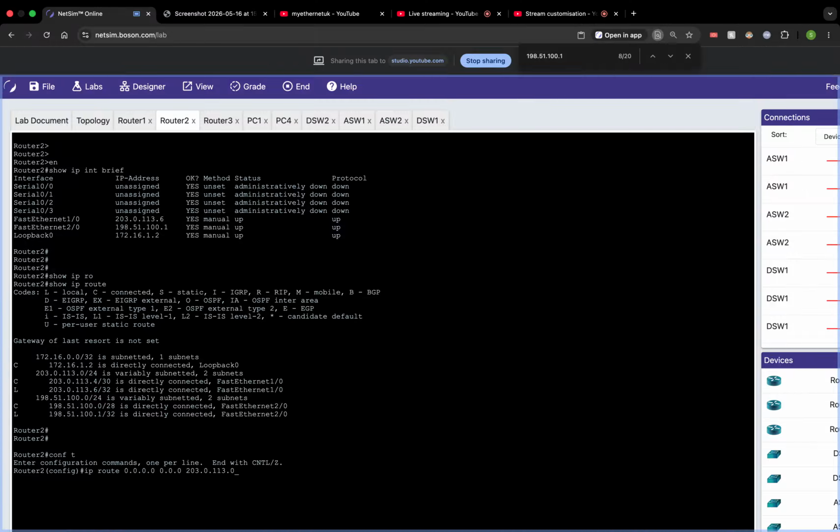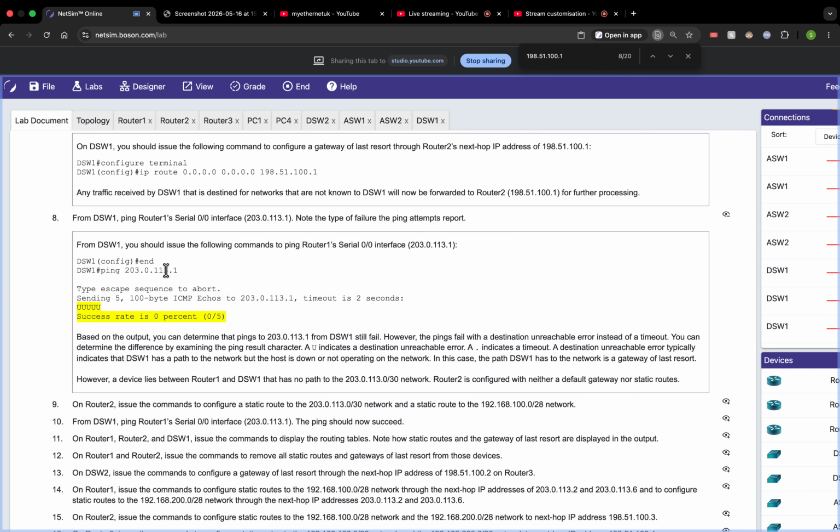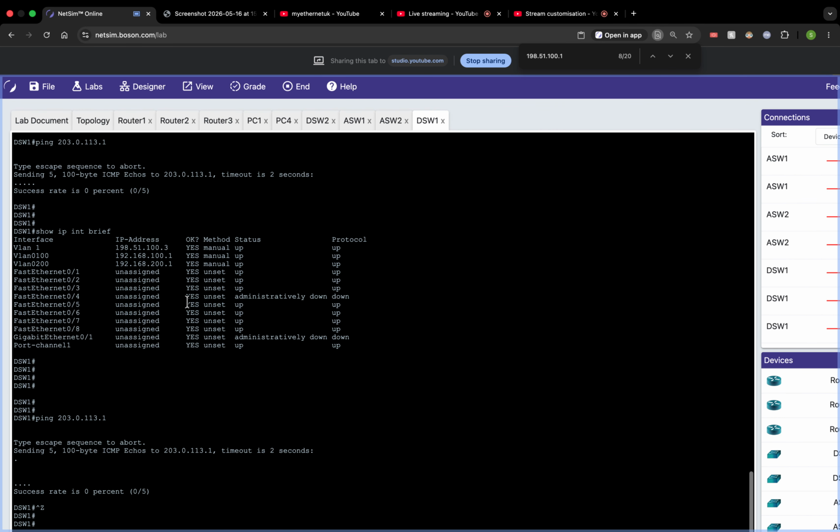So what we need to do on router 2 is issue the commands to configure a static route to the network that router 1's 00 interface belongs to, and a static route back. So it's like, okay, let's help DSW1 get there by teaching router 2 how to get there. The man in the middle, let's teach him how to get there. So that's the static route. We need two static routes configured here.